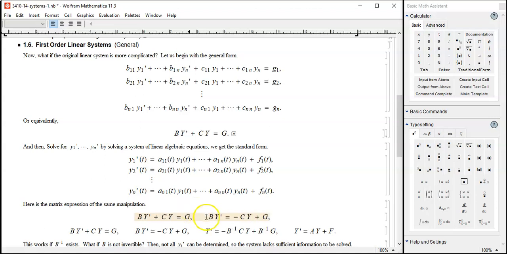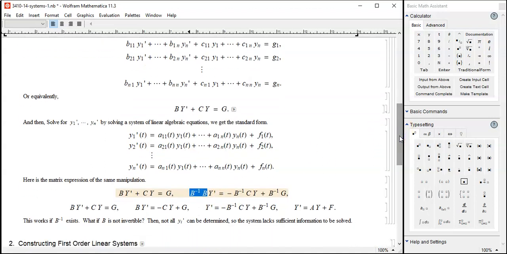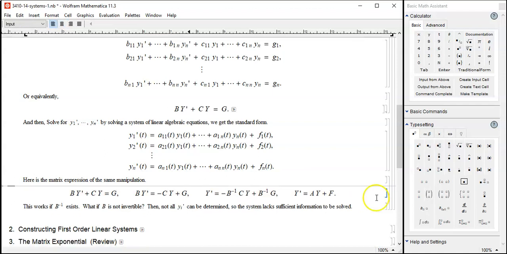We get that, and then from here I can multiply by B inverse. And multiply by B inverse. By the distributive property, I can multiply the inverse to each term like this. And then these two cancel each other out, because this is nothing more than an identity matrix. So we just have y prime. And then on the right-hand side, I'm going to name this one as A, and that one as F, and then my transformation is complete.